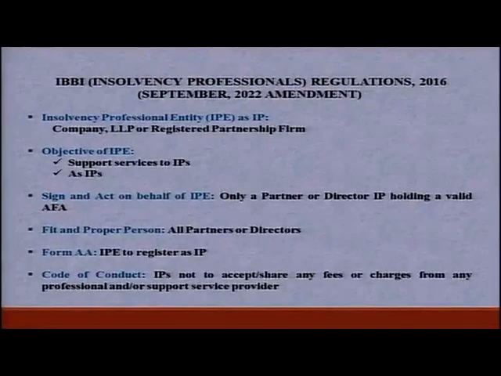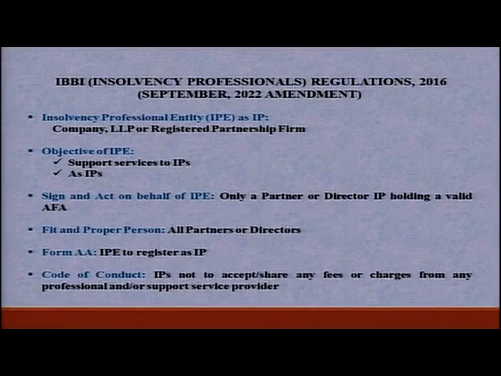Thereafter, an amendment was also made in September 2022 in the Insolvency Professionals Regulations. To deal with complex cases where the management of the CD is very complex and so huge that we need expertise to deal with such cases, IPEs have been enabled to act as an IP, that is insolvency professional entity. Earlier, these IPEs were providing support services to the IPs. Now they can act as an IP. So to act as an IP, they have to change the objective clause. And they can serve as support services or IP, or they can provide both the services.